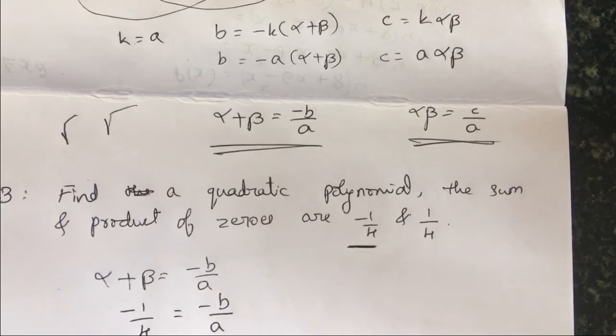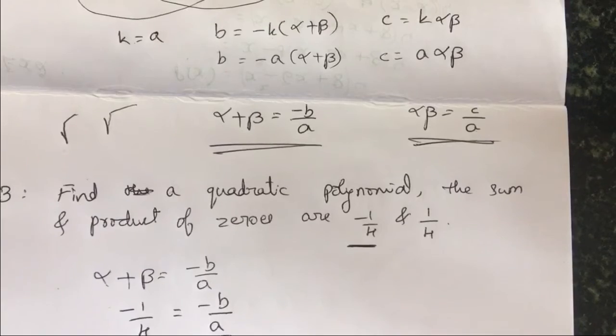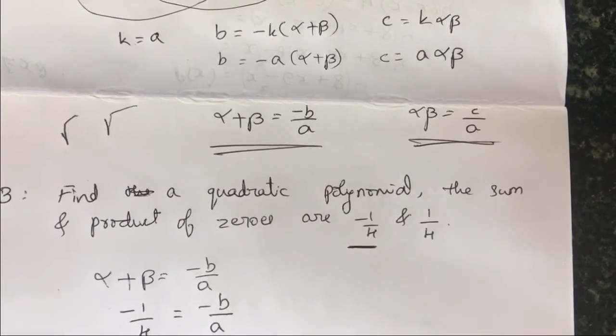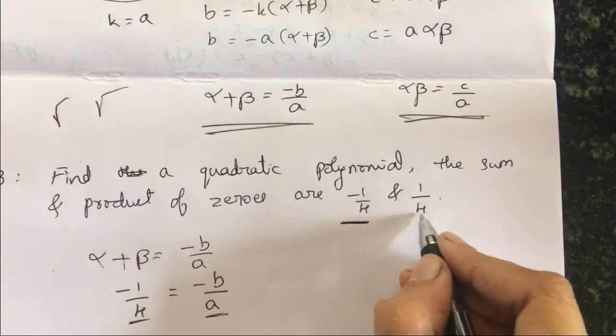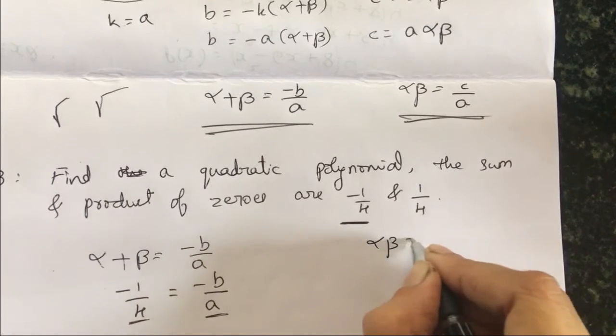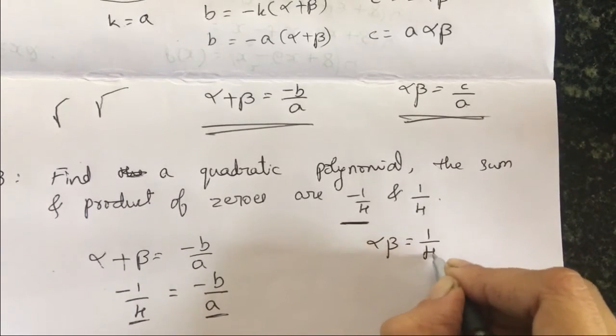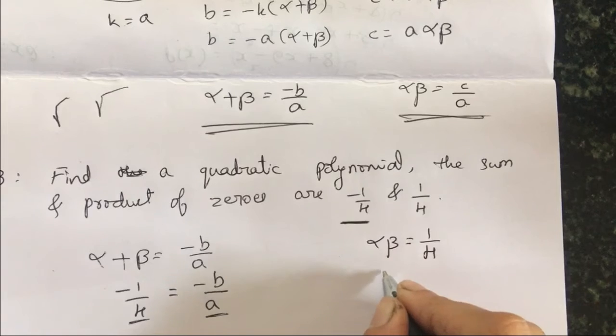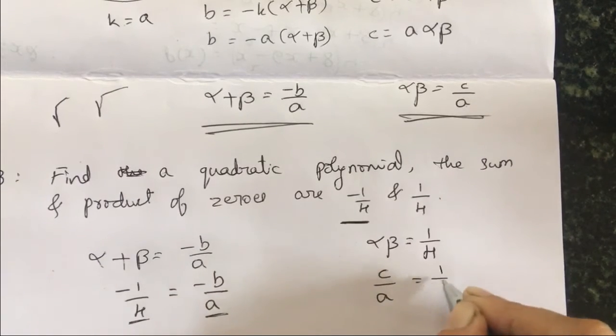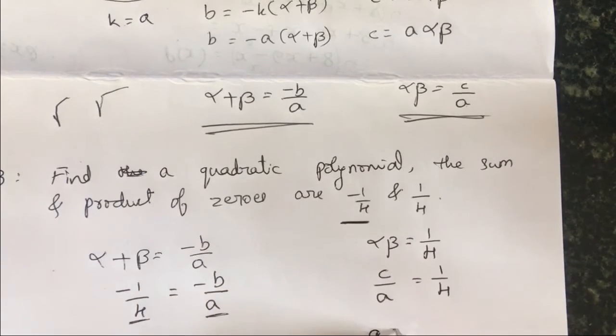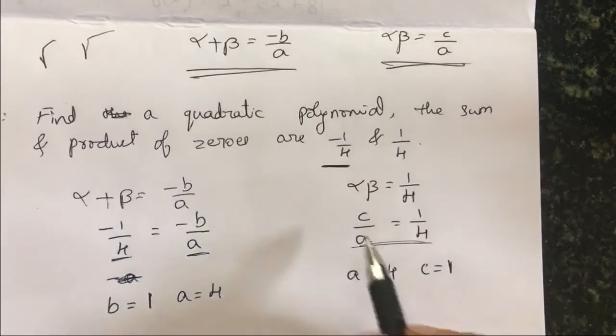So minus B by A, what you can say, these two fractions are equal, right? So minus sign, no problem. From this you can write B equal to 1 and A equal to 4. Similarly, product of zeros alpha beta is 1 by 4, right? Alpha beta is nothing but C by A. C by A equal to 1 by 4. So from this you are getting again A equal to 4 and C equal to 1. Two fractions are equal, so you can directly write this.